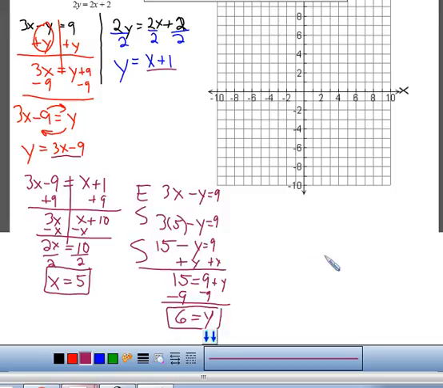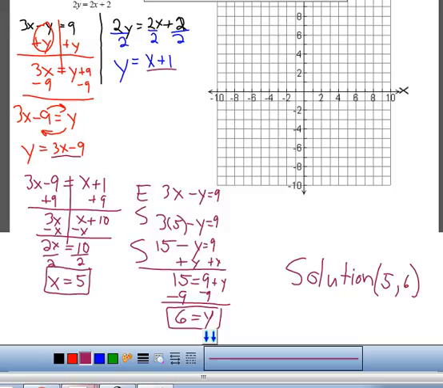So we have the solution 5, 6. Now, instead of doing the check with the other equation, I'm going to do the check by graphing these. And I want you to follow along and do the same thing.